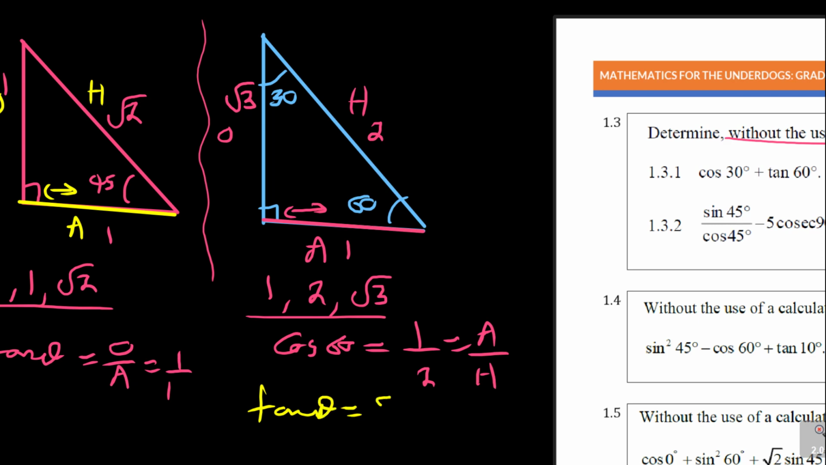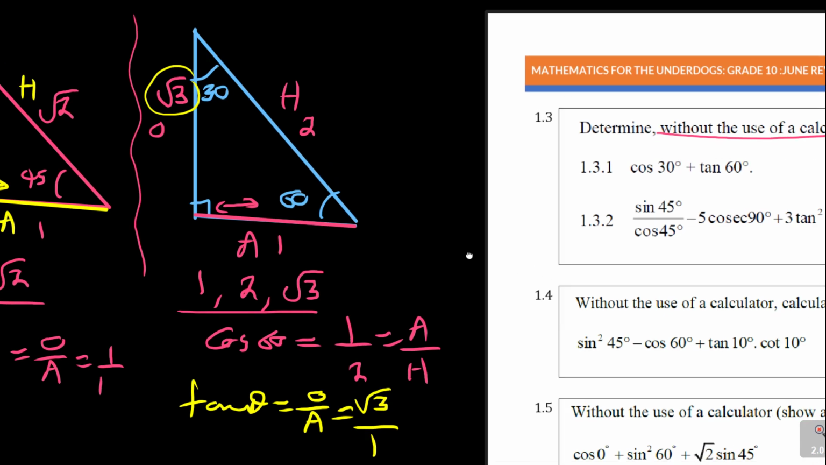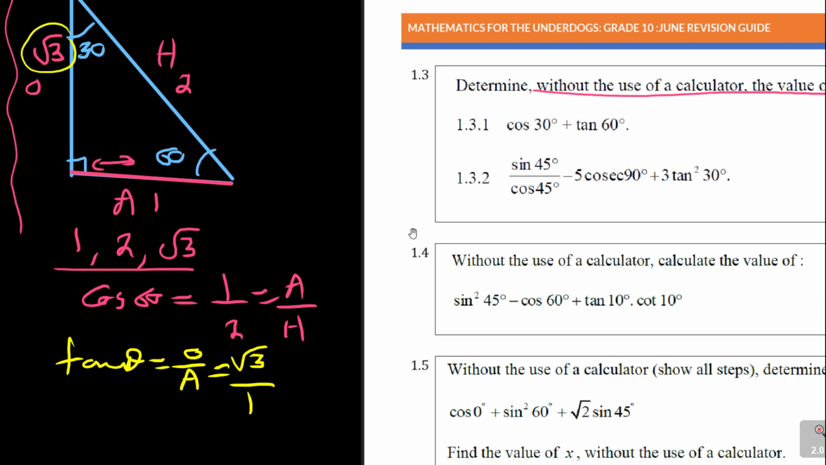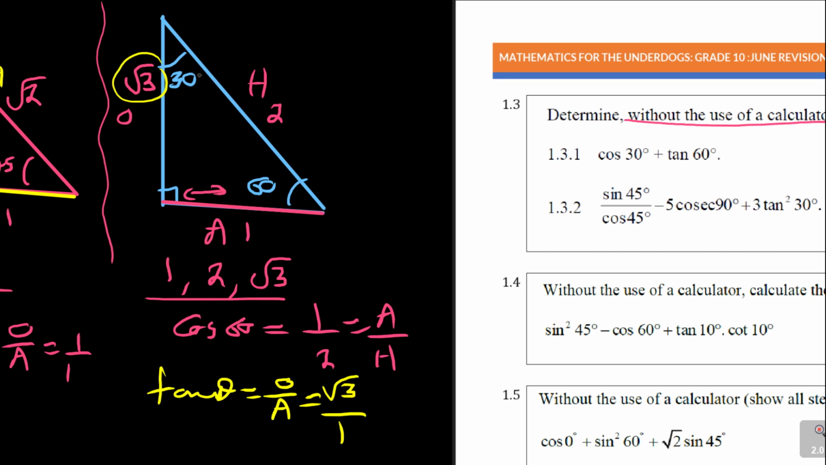Remember, tan is opposite over adjacent. Now 60, my opposite is root 3, and then over what? Over 1. You just say over 1. Alright, that's it. And then cos 30, again, cos 30. You saw the cos 30. It was root 3 over 2.